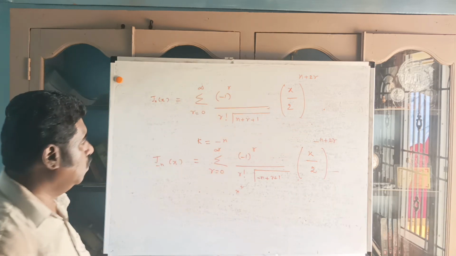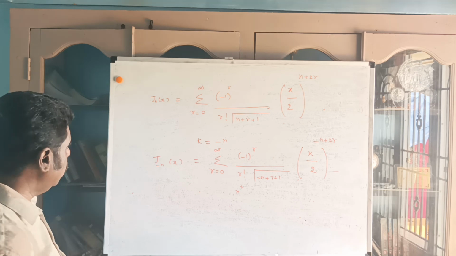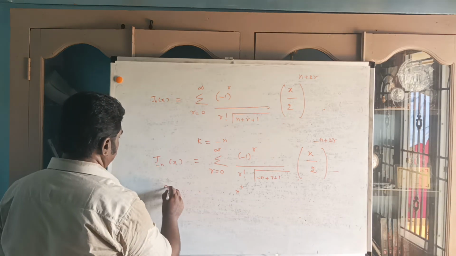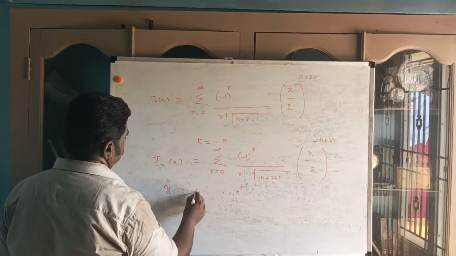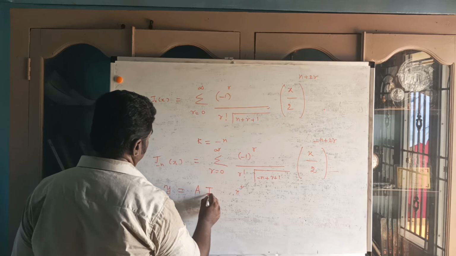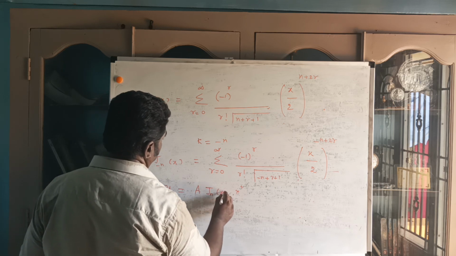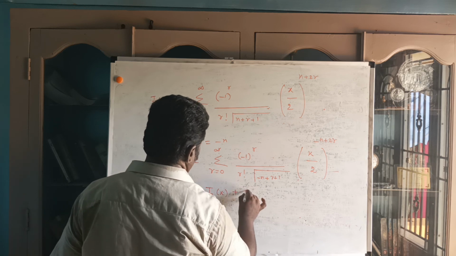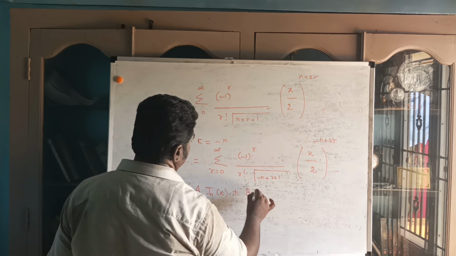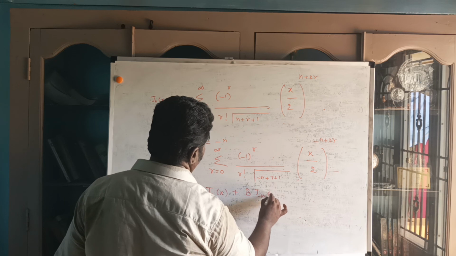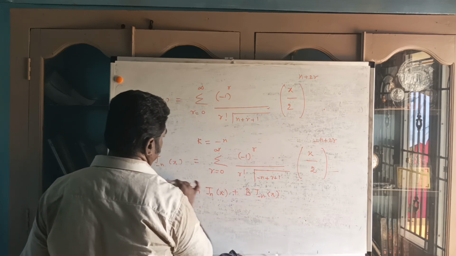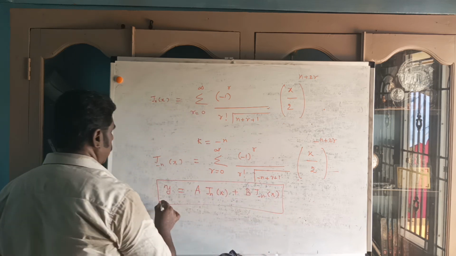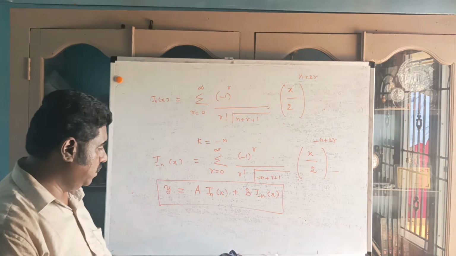This is another solution. If n is not an integer, we can write the general solution y equal to some constant a into Jn of x plus one constant b into J minus n of x. This is the final solution for Bessel's equation.